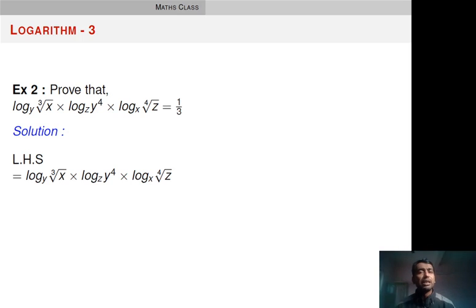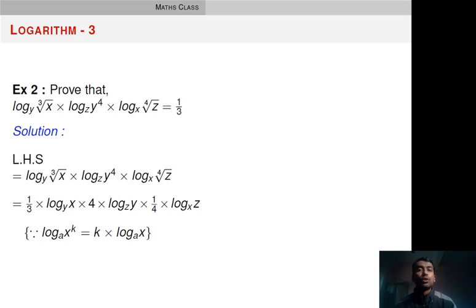But before we proceed to the change of base formula, I think we should do something with the powers. They are very awkward: cube root, fourth power and fourth root. We know one more rule, that the power of a number can be shifted to the front as a multiplication. So we'll apply that first.